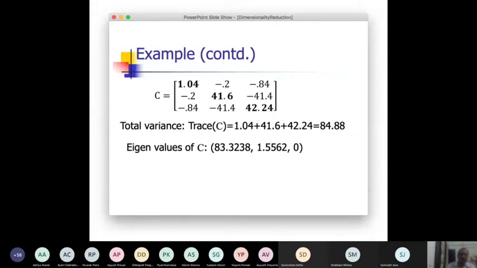So the first principal component has the major share of total variance, 83.3238. The second principal component is 1.5562. And the third principal component, that is interesting, that is 0. My intention of showing you all these till the fourth decimal place is that if you sum them, you will find that it is coming exactly equal to the total variance. So you can see that one dimension is already redundant. Though you have worked with 3-dimensional data, actually this data can be represented in 2 dimensions.